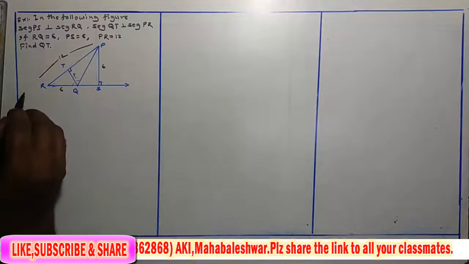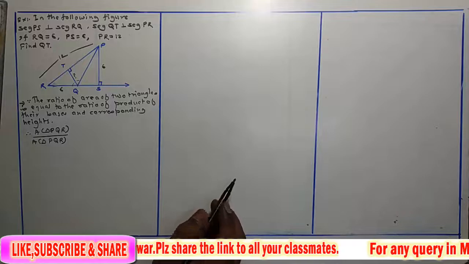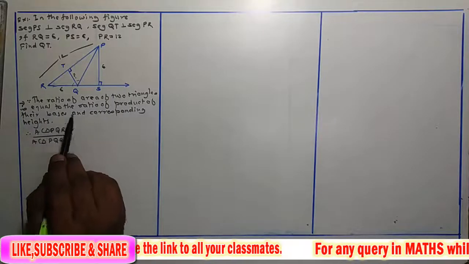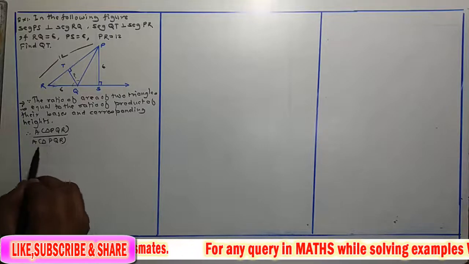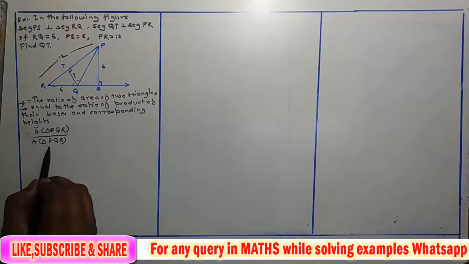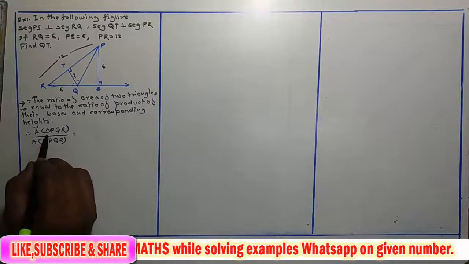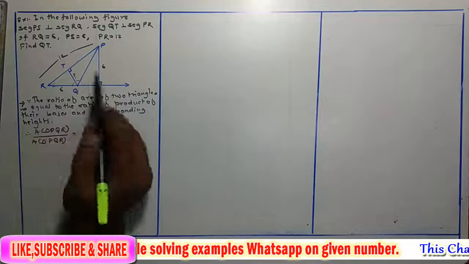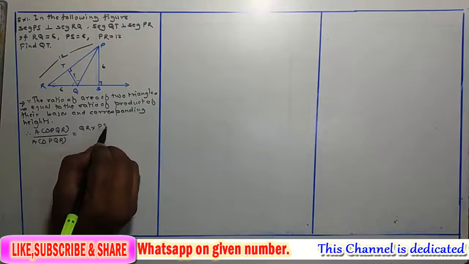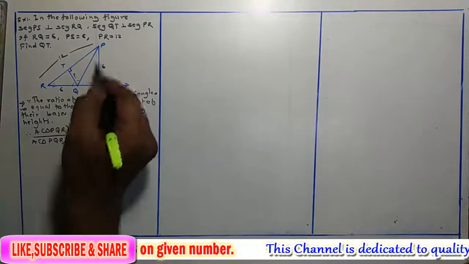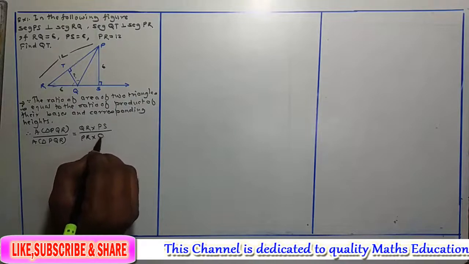So here we use the first property. So we start the solution like this. First we write the property. The ratio of area of two triangles is equal to the ratio of the product of their bases and corresponding heights. So area of triangle PQR upon area of triangle PQR. The same triangle is there, but we have to write its base and height in different ways. So area of triangle PQR for the obtuse angle triangle, here we consider base as QR into height as PS, upon, for the other triangle PQR we consider PR as the base and height as QT.